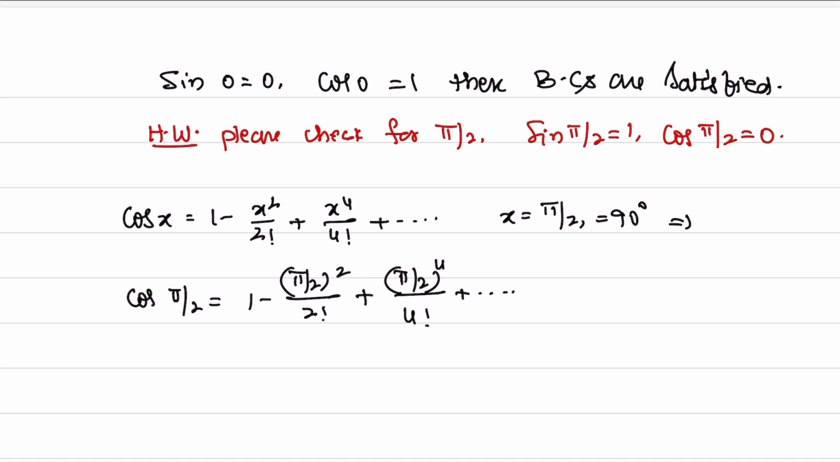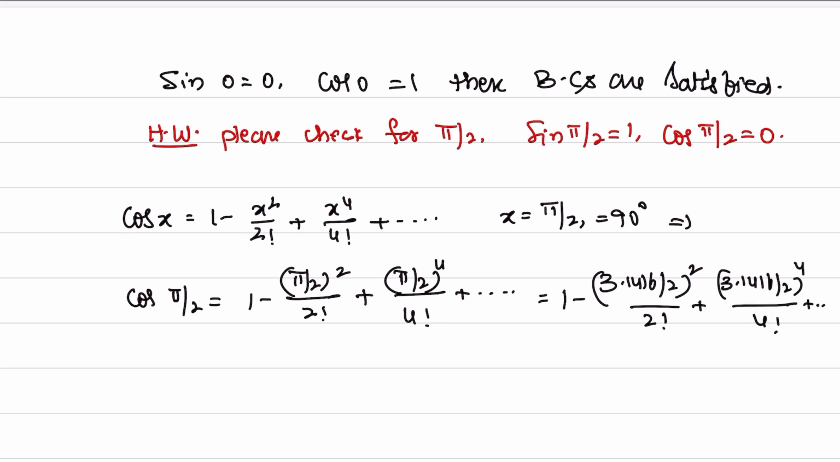What is the pi value? 3.1416. That is equal to 1 minus 3.1416 by 2 whole square by factorial 2 plus 3.1416 by 2 to the power of 4 by factorial 4 plus so on. We are only roughly calculating because up to infinity we can't calculate without a calculator.